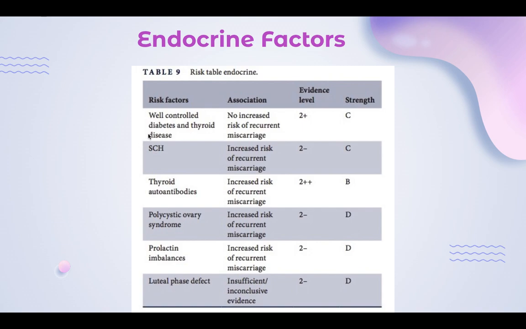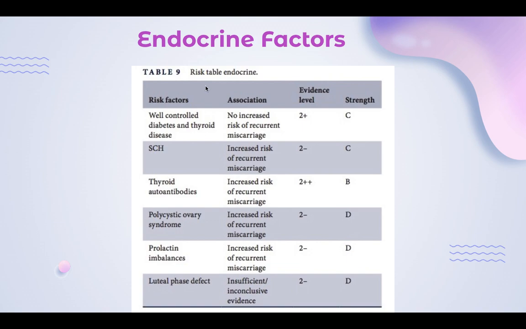Subclinical hypothyroidism, they have told in this guideline, increases the risk of recurrent miscarriage, and I will be discussing this particular topic in detail in the next few slides. Now, thyroid autoantibodies, thyroid peroxidase antibodies, these are very important, increase the risk of miscarriage.